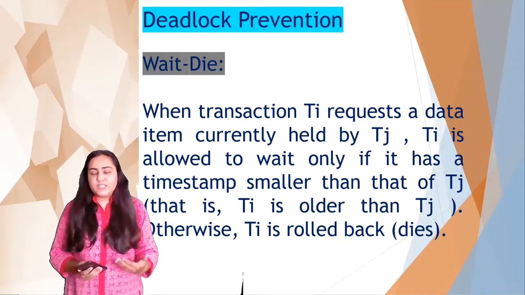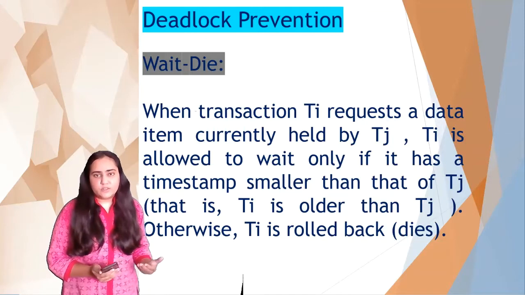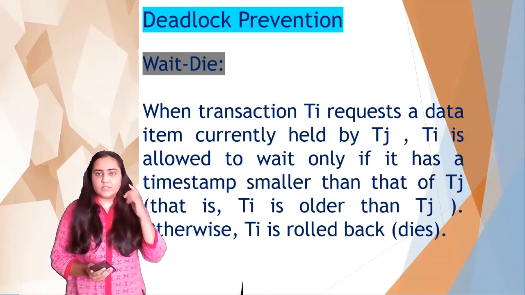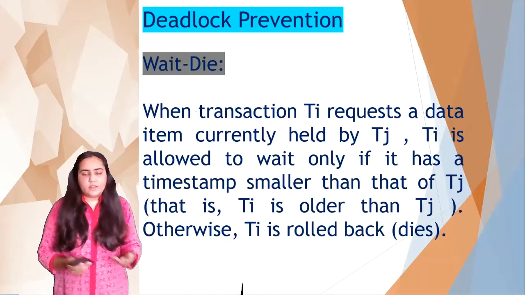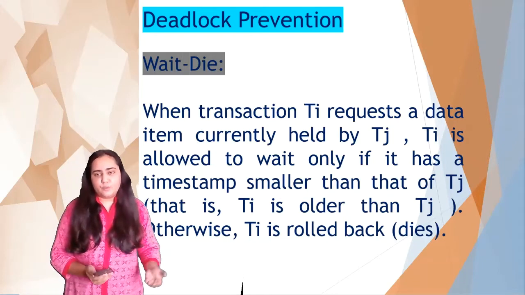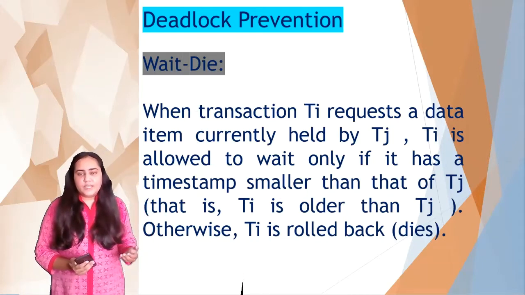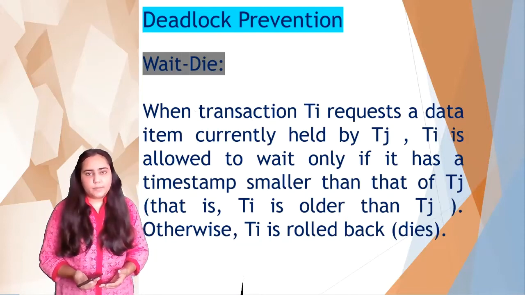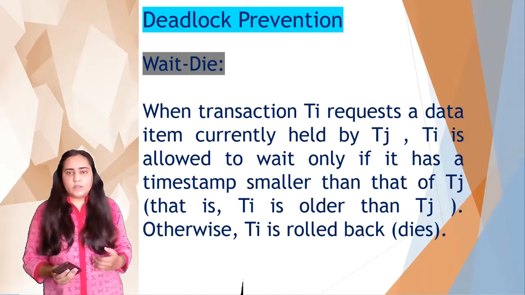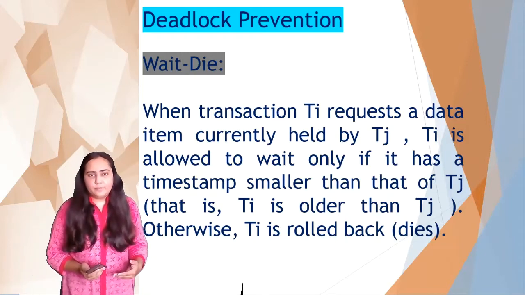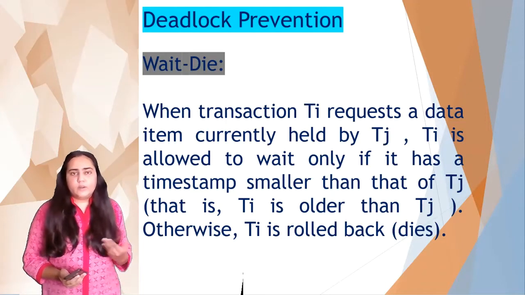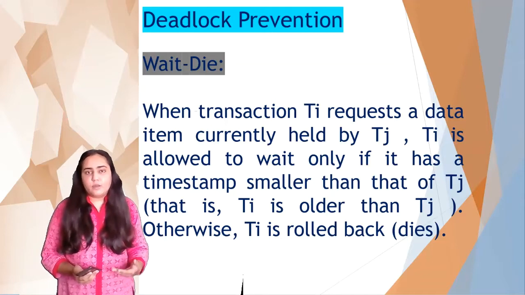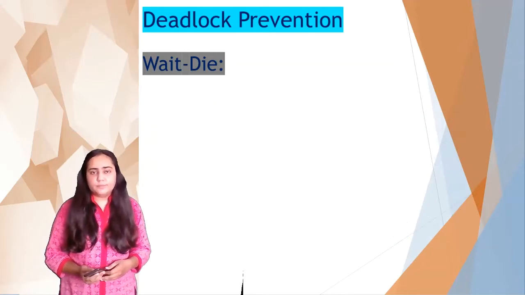A transaction that enters the system first always has a timestamp that is less than another transaction that enters afterwards. So Ti can wait for Tj to finish only if it is older than Tj, and otherwise Ti will simply be rolled back, which means it is aborted, in order to prevent a deadlock from occurring. Now let's understand this better with an example.